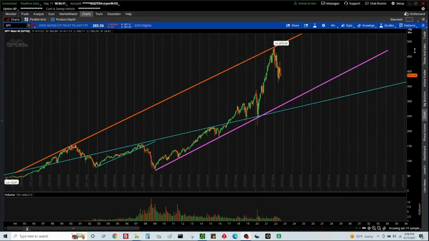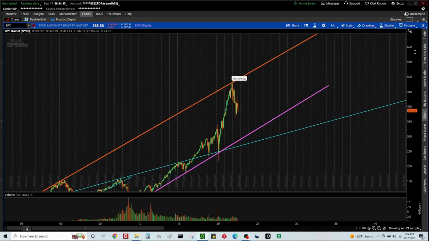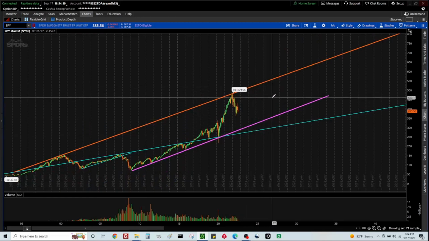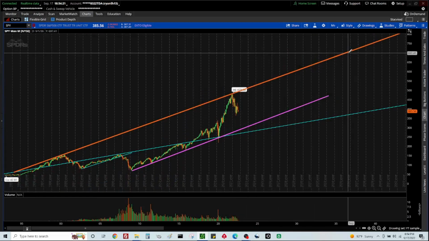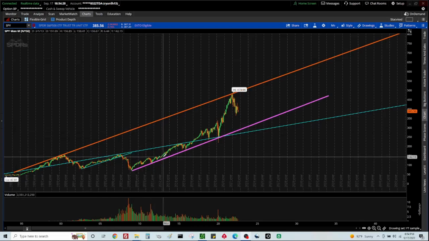And is it going to hit that line in the future? I say yes. I say it will. I think we'll come down and we'll test one of these lines, and then over the next decade or so, we'll probably test this line again. So we have the ultimate resistance and we have the ultimate support.